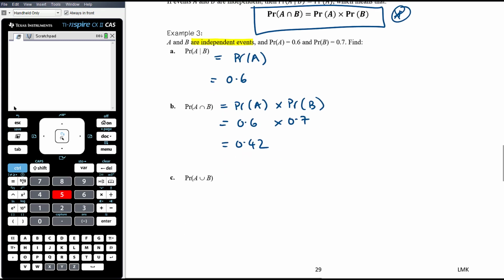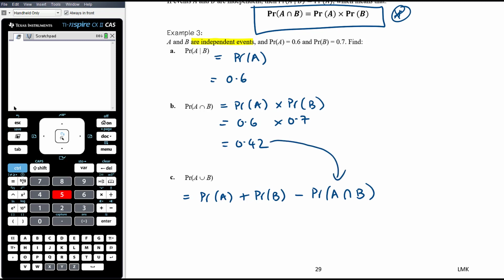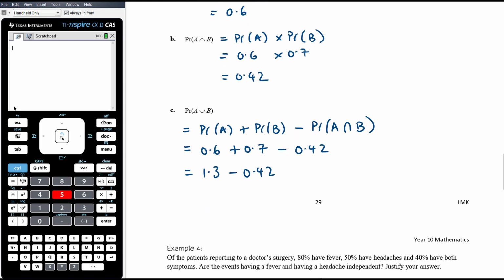And then if they are independent, we can use the answers we've found here. We want the probability of the union, which we know is the probability of A plus the probability of B. So it's the addition formula for probability. This doesn't change for independence, but the point is that that probability was related to the independence. So probability of A is 0.6, probability of B is 0.7, minus the probability of A intersection B, which is 0.42. So that is 1.3 minus 0.42. What's that going to be? Minus 1.2, so 0.88.